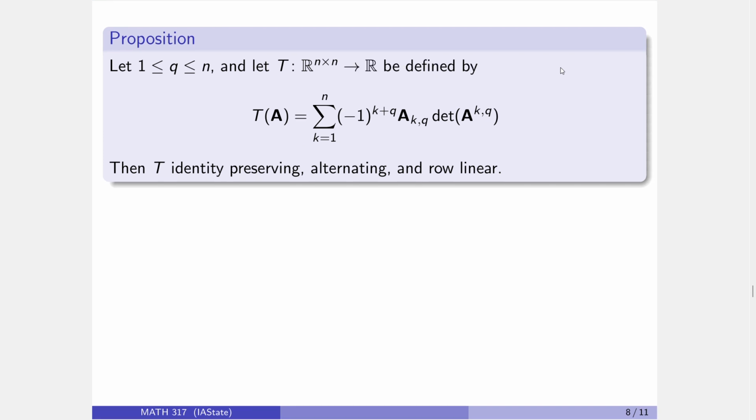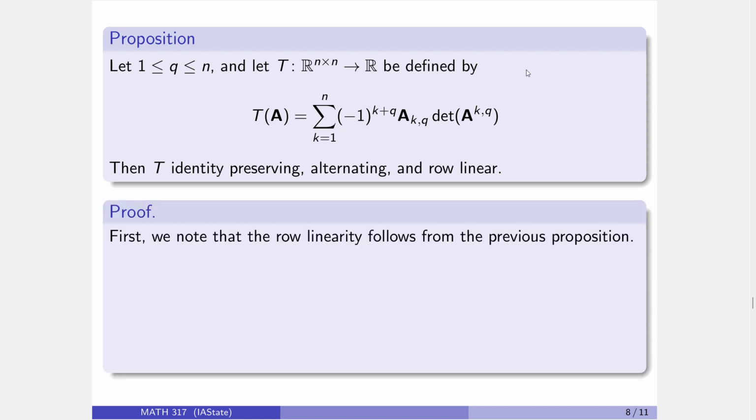So, we'll prove that this is identity-preserving, alternating, and row linear, and thus that would mean that this mapping right here has to be the determinant, and thus we get our recursive formula. First we'll note the row linearity comes from the previous prop. We know that this right here, the highlighted term, is row linear, and if you linearly combine row linearities, you get something that's row linear. In the same way that if you combine linear mappings together linearly with scaling and adding, you still have linearity.